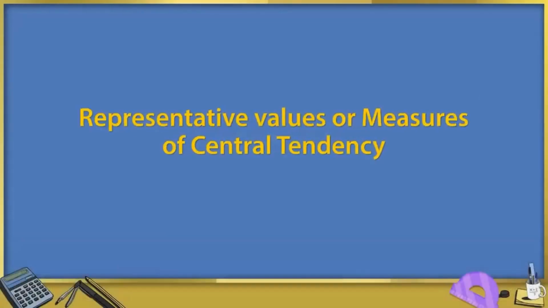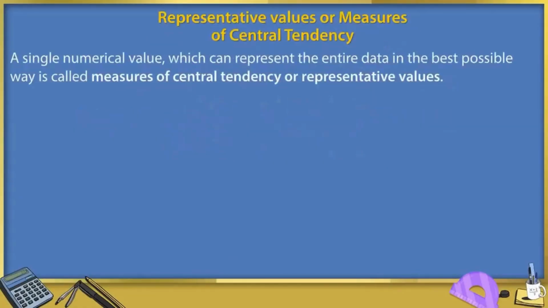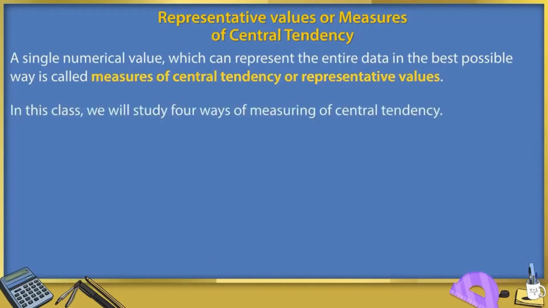Representative values or measures of central tendency. A single numerical value which can represent the entire data in the best possible way is called measures of central tendency or representative values. In this class, we will study 4 ways of measuring central tendency. 1. Arithmetic mean. 2. Range. 3. Median. 4. Mode.